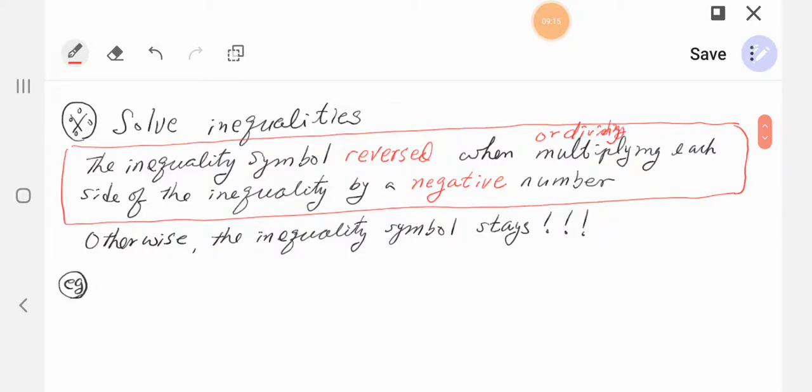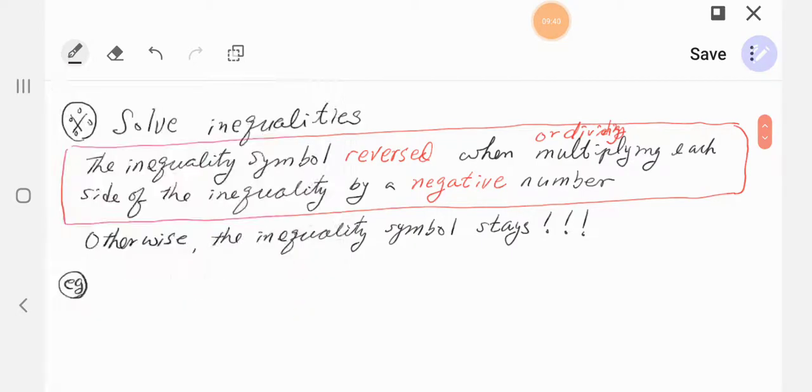Let me rewrite this one later. So when we multiply or divide each side of the inequality by a negative number, this is really important, negative number. A positive number is okay, but when you divide or multiply the inequality by a negative number, we have to reverse the direction of the inequality symbol. This is really, really important. Otherwise, the inequality symbol stays the same.